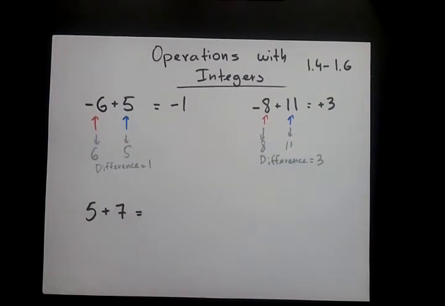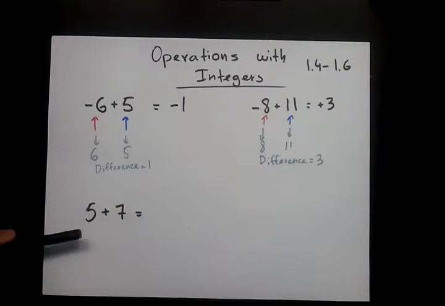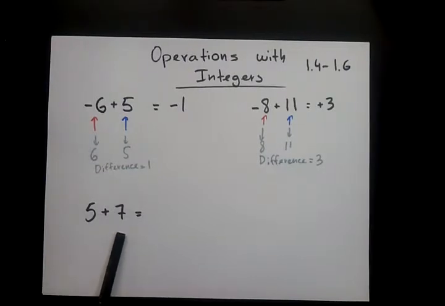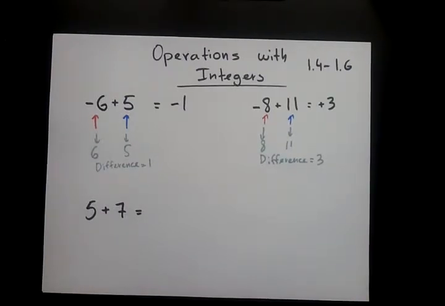Both 5 and 7 are positive numbers. No symbol in front of 5, no sign in front of 5, that implies it's positive. This plus belongs to the addition operation, no sign in front of the 7, which implies it's positive. So here you're adding a pair of numbers that are both positive.